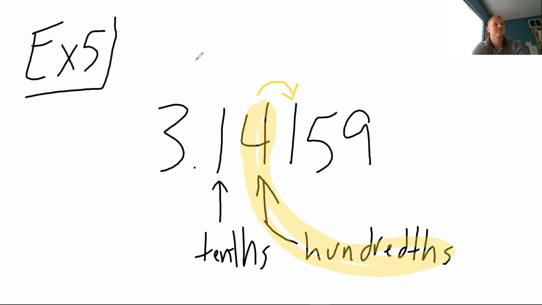Oasis? It's smaller, so it's going to stay as 3.14. I would say 3.14. If this was a 5, I would round up to 3.15, but it's not.